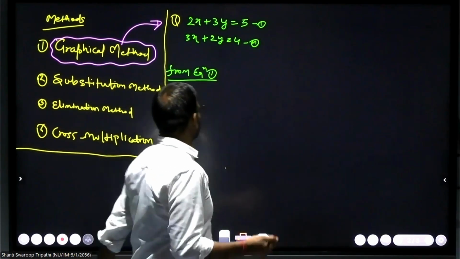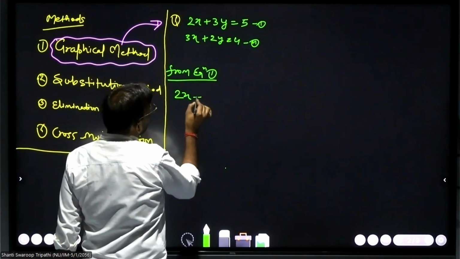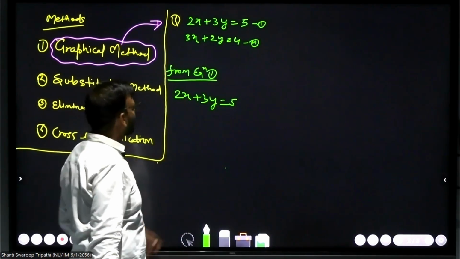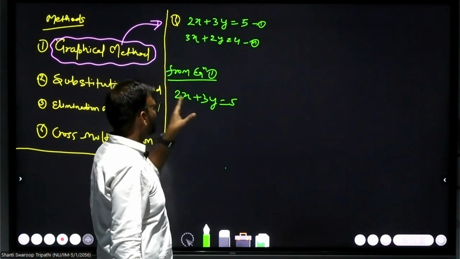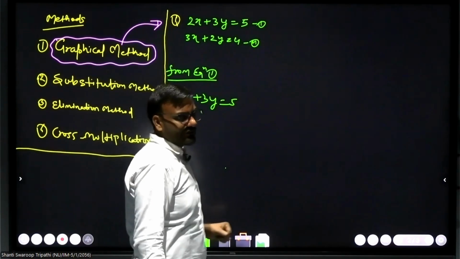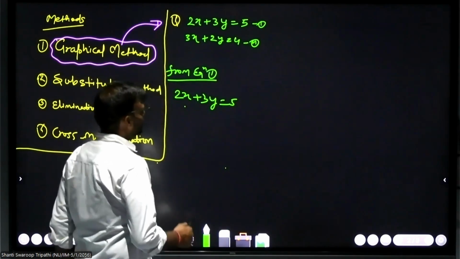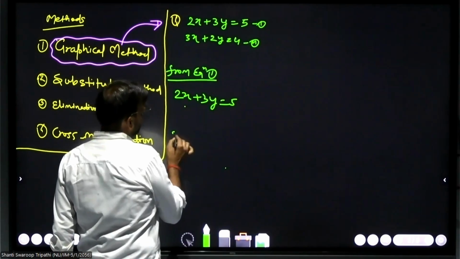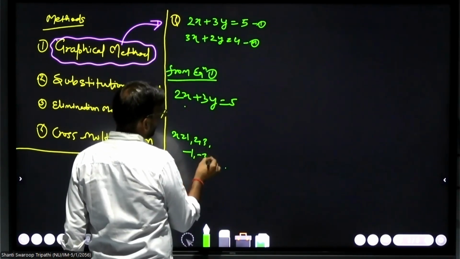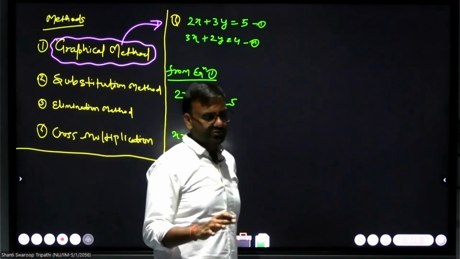Exactly. So let me start with the 2x. We are just putting random values on the basis of trial and error in the place of x, and we are required to get the values of y. So the first method is that we take some x values, like 1, 2, 3, and -1, -2, whatever values we can take. I will let you know exactly which values we are going to take.